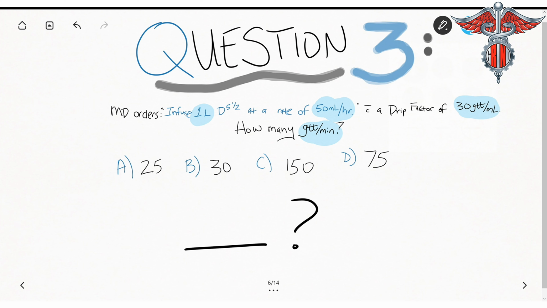So just like before, we're still solving for drops per minute. Just like before, they gave us a given volume of 1 liter, except this time they didn't give us how many hours it infuses over. They gave us a rate at which it infused. So this 1 liter of fluid infused at a rate of 50 milliliters per hour. So I'll show you guys how to solve for that. And we have a drop factor of 30 drops per mil. So let's go ahead and show our work.